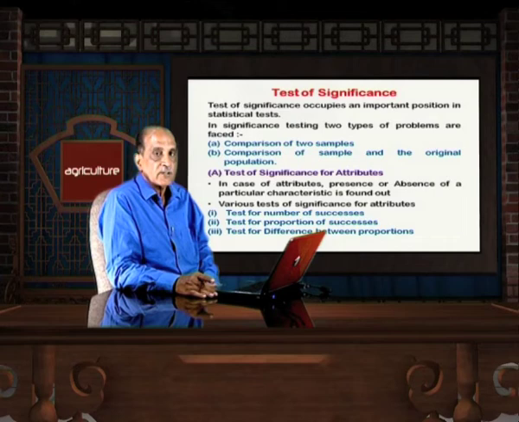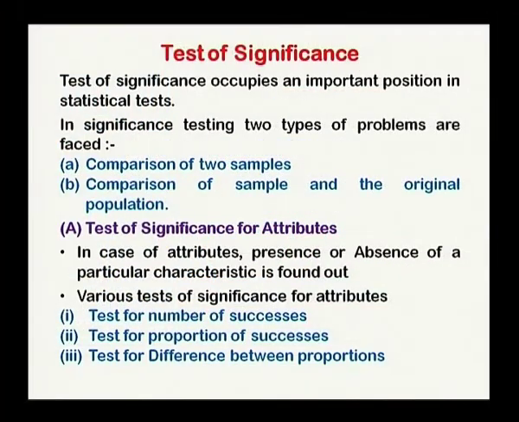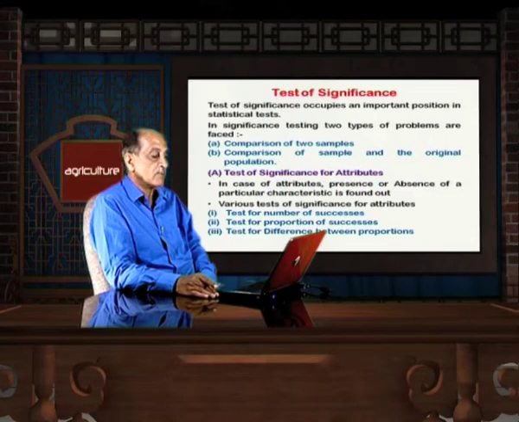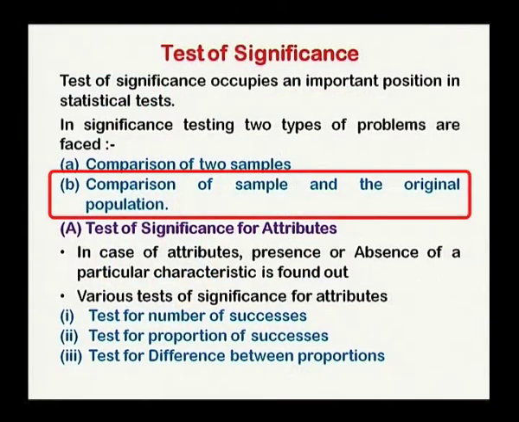Now, we discuss the test of significance. Test of significance occupies an important position in statistical tests. In significance testing, two types of problems are faced by the investigator. First is comparison of two samples. When samples are taken from the universe, we have to see what is the significance of the two samples taken from the universe. At the same time, comparison of samples and the original population.